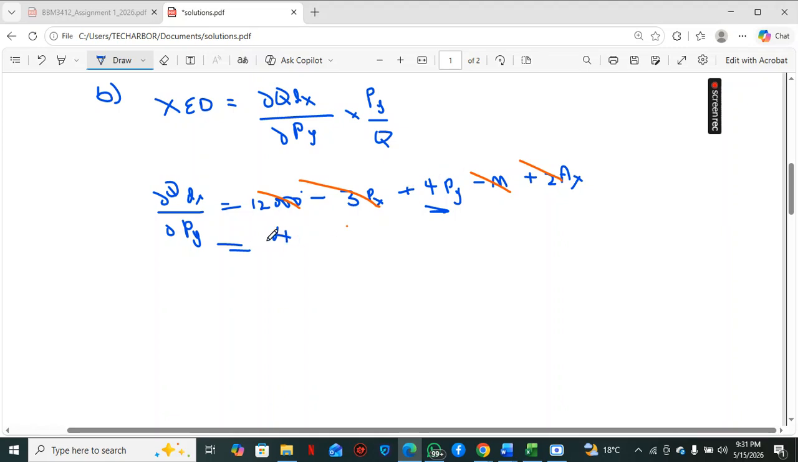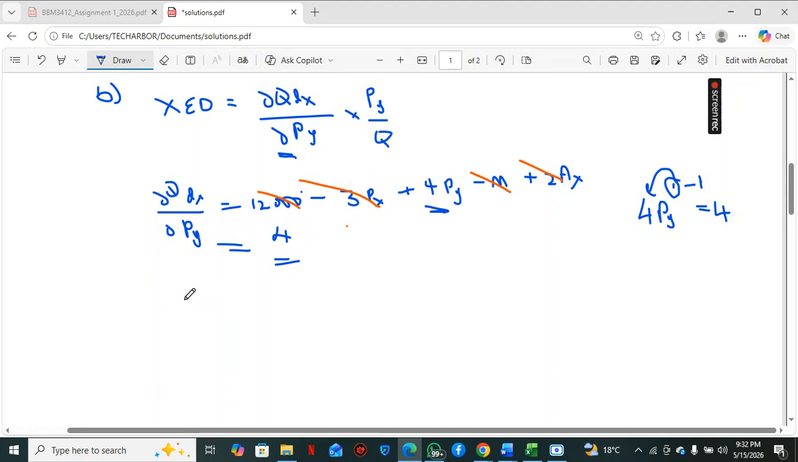Now let me show you how this 4 came. Okay, when you derive 4py, py is to the power 1. Remember, with differentiation, multiply the exponent by the coefficient. 1 times 4, that is 4. Then you subtract 1 from the exponent. 1 minus 1, that is 0. So you have 4py to the power 0. Now anything to the power 0 is 1. That's why we just leave the answer as 4. Okay. Yes. So this first part we have done.